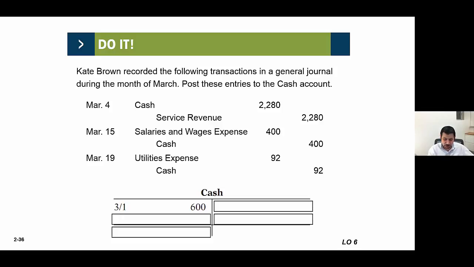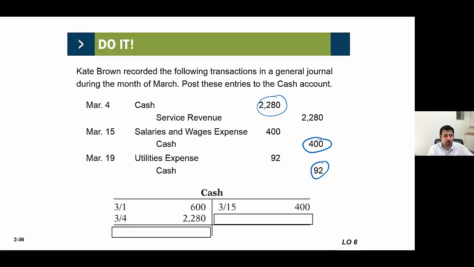In the first transaction, cash was debited 2,280. So we put it under debit. This is March 4th, and we enter it as debit 2,280. The second transaction included a payment in cash. So cash was credited 400. So we put it here under cash, credited 400 on March 15th. The last one was also a credit of $92 to cash on March 19th.